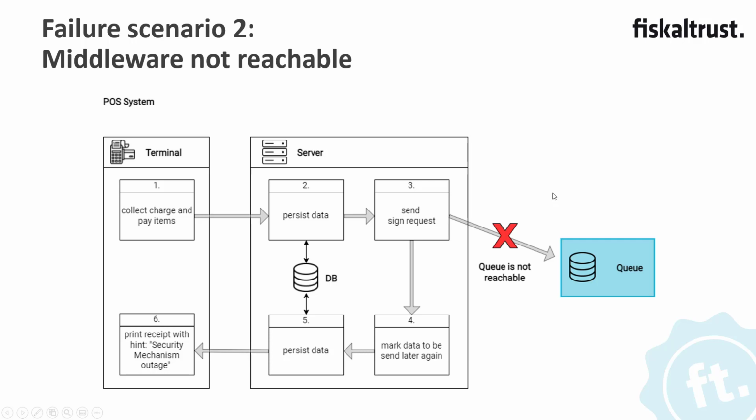If that happens, the POS software can continue to hand out receipts. Basically, you need to store the data in your database. You need to mark it to be sent later to the middleware. You need to persist it, of course, and you need to print a hint on the receipt that says security mechanism outage or something like that.